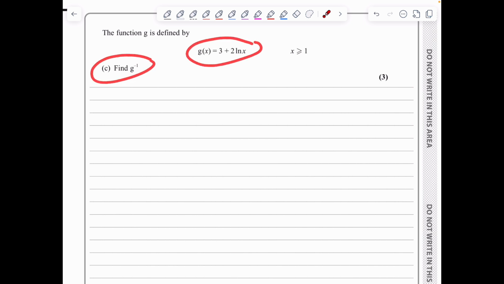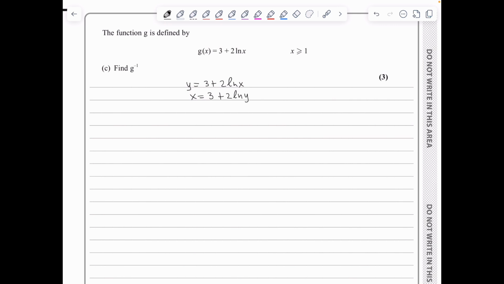g inverse. So we start with y is 3 plus 2 ln x, and the first thing to do is interchange x and y. So x is 3 plus 2 ln of y, and we're trying to make y the subject. So x minus 3 is 2 ln y, which means that (x minus 3) over 2 is ln y. I will remove the ln by saying e to the (x minus 3) over 2 is equal to y, and therefore g inverse of x is e to the (x minus 3) over 2.